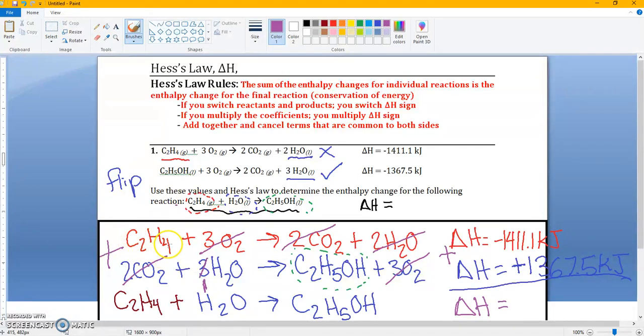So the C2H4 comes down. There's 1 water left over, so that comes down. And then there is 1 C2H5OH that comes down. So I added what was remaining from my 2 equations, and I created a new equation. And if you look, this equation matches the equation that I wanted to create.